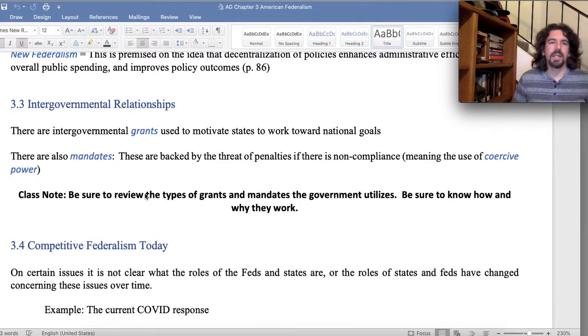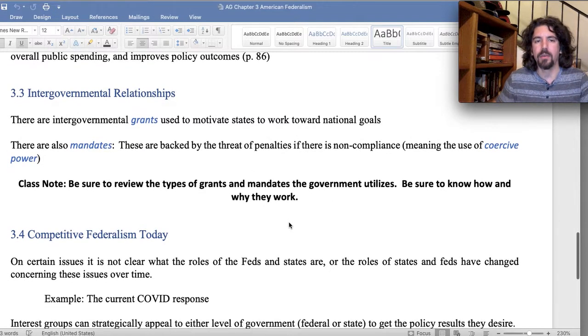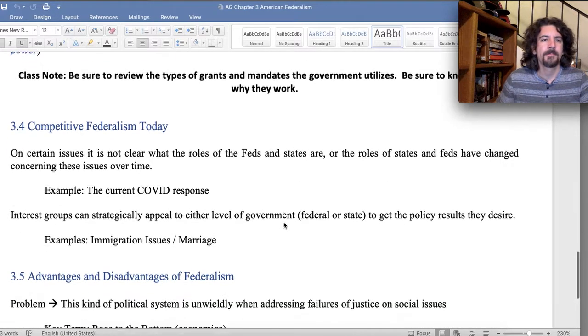Getting to Section 3, again, talking about grants and mandates. I won't go too much into that. We talked about the grants already. It's basically money for different policies to follow. But there's also mandates, where it could be penalties. I'll leave it to you to work through that and know the difference, but they're definitely key terms you're going to want to know.